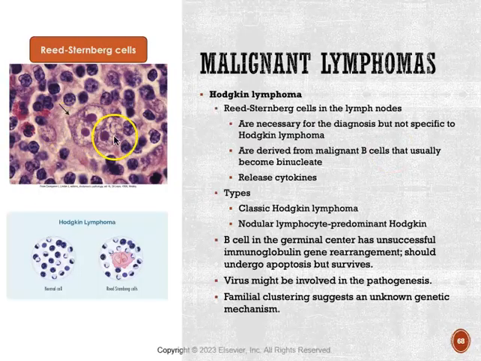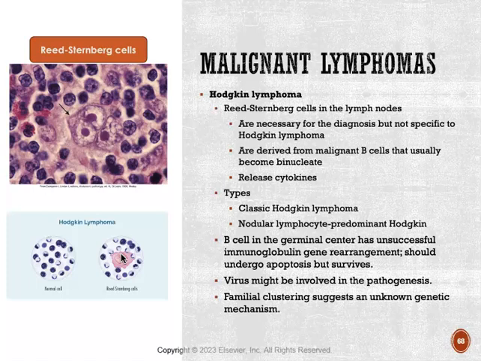And so here's a picture of those Reed-Sternberg cells that we talked about that we are going to find within our lymph nodes. These cells are derived from malignant B cells and should undergo apoptosis or programmed cell death, but instead are going to survive and release cytokines. So you can see a cartoon drawing of what that type of cell looks like down here too. And those cytokines contribute to the disease progression.